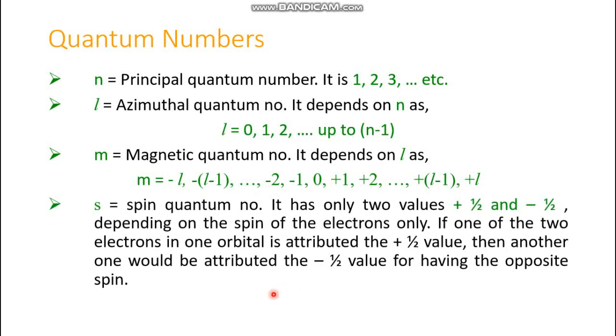And these electrons are designated by their spin quantum numbers, and arbitrarily if one is given plus half, the other would be given minus half according to their spin. If plus half has some spin, suppose clockwise, then the other will have anticlockwise spin, or vice versa. The main thing is that both of the electrons should have opposite spins, therefore their spin quantum numbers should have opposite signs. If one is plus half, the other should be minus half. So these are the set of four quantum numbers.